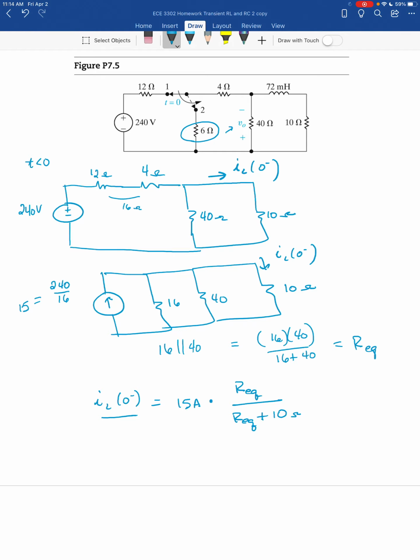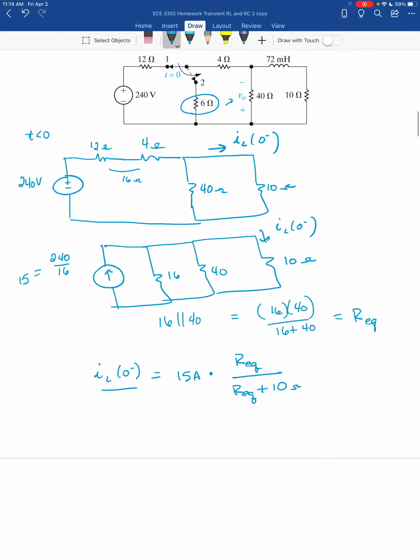Okay, the next thing that happens is the switch moves, and when the switch moves, it moves to position 2, and the source is out of the problem. So let me see if I can squish that in right here before I move the page. So here's 6 ohms, 4 ohms. So this is my circuit for t greater than 0, or greater than or equal to 0 plus, is another way to write that.